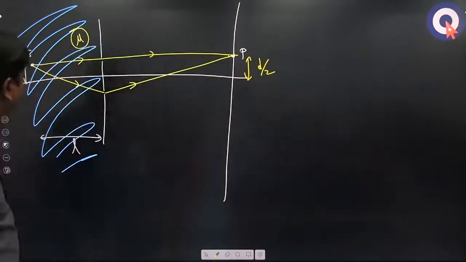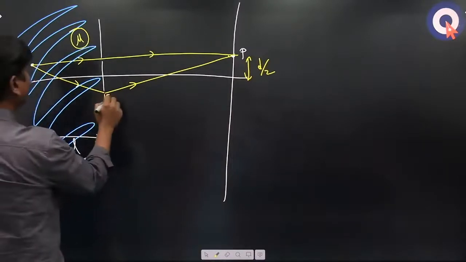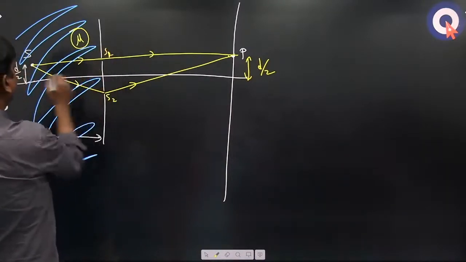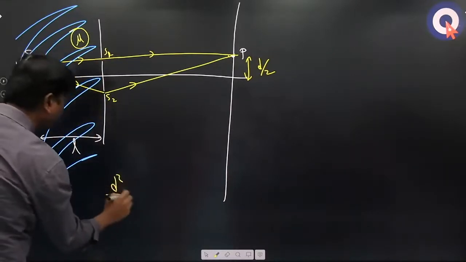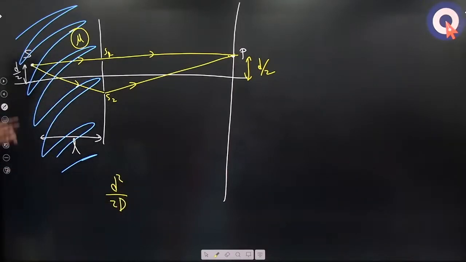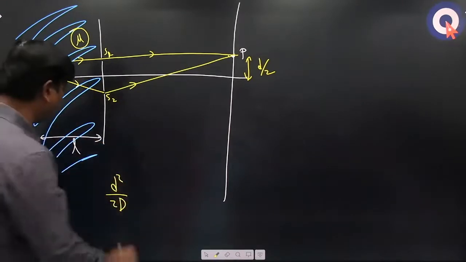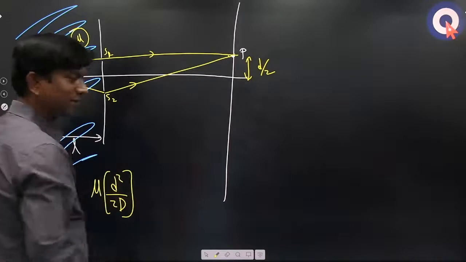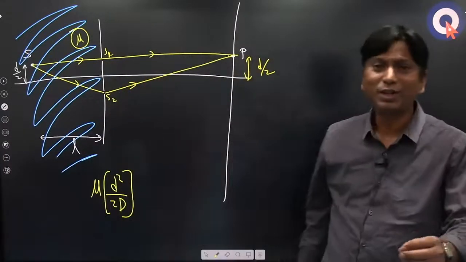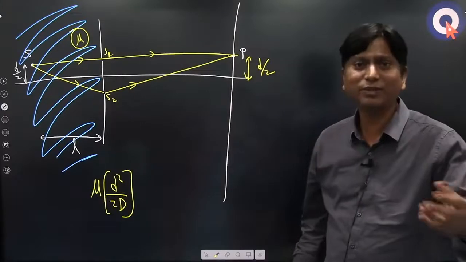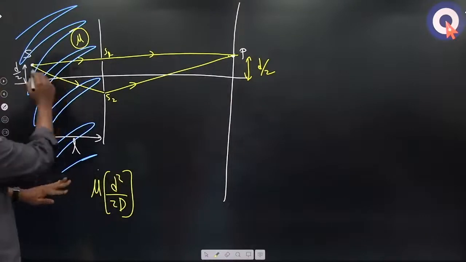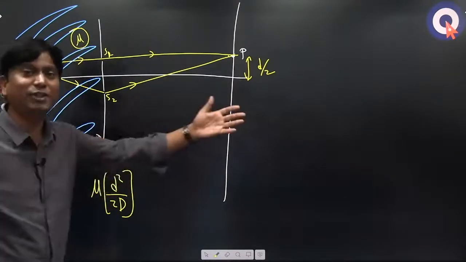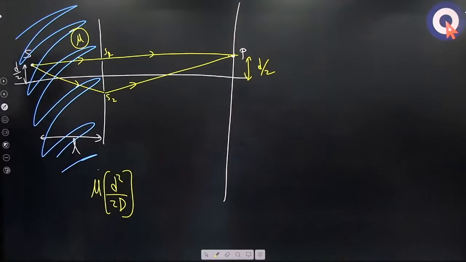How are we writing the condition now? First, SS2 is longer than SS1 by an amount you already know, d square by 2d. This was in the medium of nu. Now if you take the same thing out in air, you have to multiply with nu times, because everything, whether it is a path or path difference, we are trying to convert into air, right? This is actually the path difference they will get in the medium, but when you take air, they'll get a more path difference, so you are multiplying with nu.